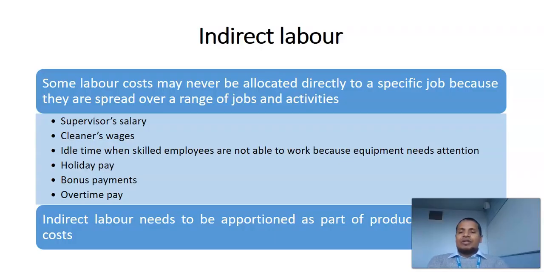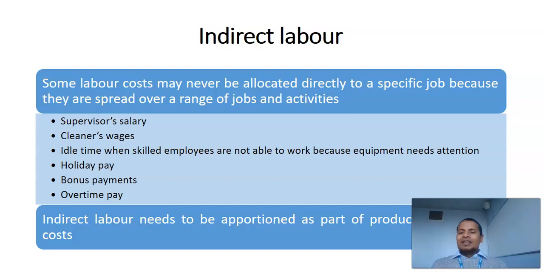Indirect labor. Which are indirect labor? Some labor that is never allocated directly to a specific job. So, for example, supervisor salary. The supervisor doesn't supervise only a particular product. A supervisor supervises the production of different products, and maybe hundreds of laborers, or maybe 10, 15, 20 people are working under a supervisor.